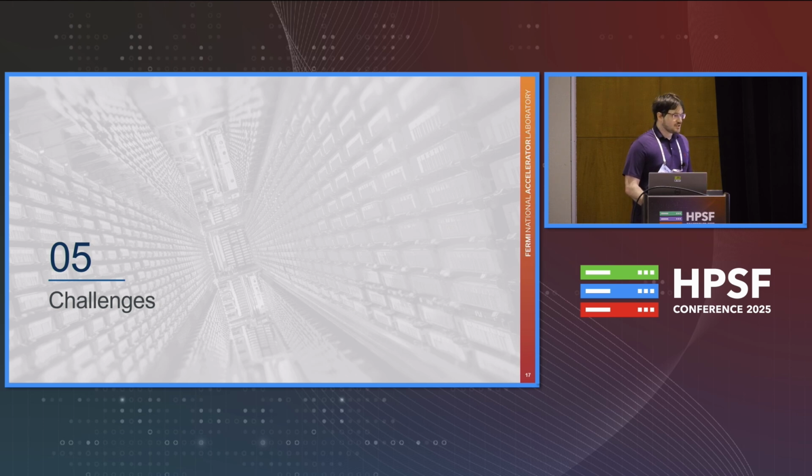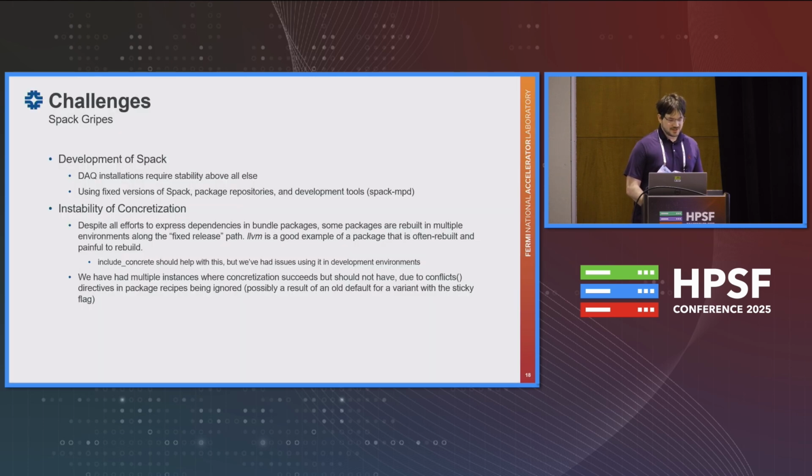So some of the challenges we've encountered: in DAQ, we require stability. And there's been a couple times where we were following a development line of Spack, and all of a sudden everything broke. And our users really, really didn't like that. So we had to start using fixed versions. We are checking out a specific commit of Spack, and we're staying there because the detector's going into production, and we need a build system that works.